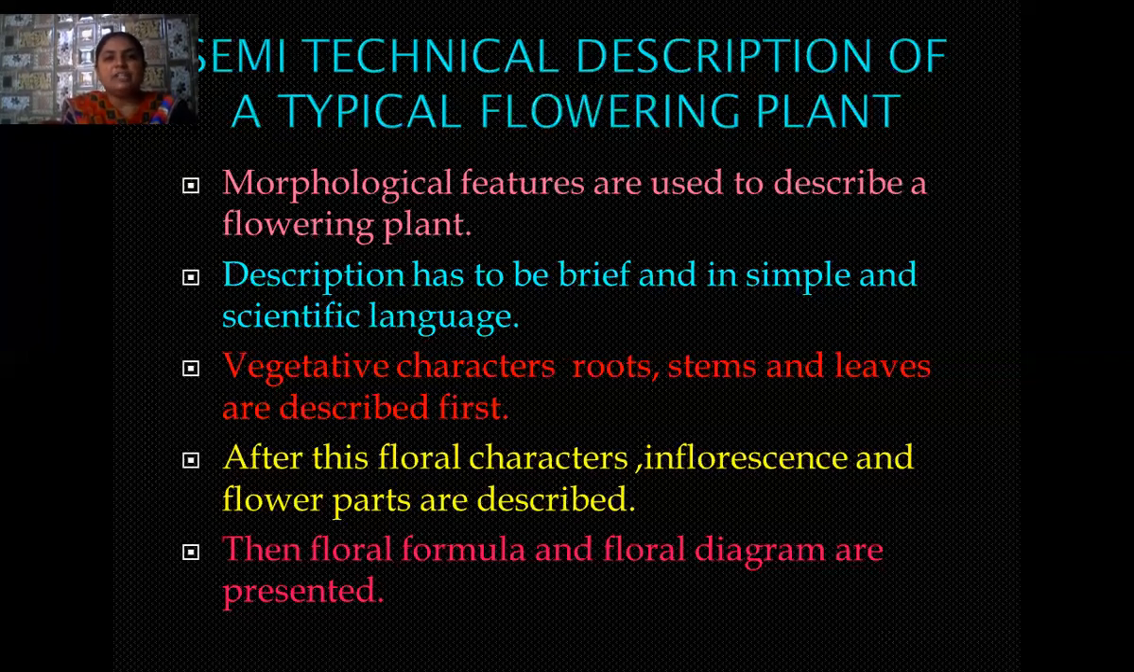And the third is vegetative characters: root, stem, and leaves. They are described first. After this, the floral characters, which include what kind of inflorescence is there, and the different parts of the flower, are described in a semi-technical description. And then we have to write the floral formula and draw the floral diagram of that particular plant species. Okay, students?